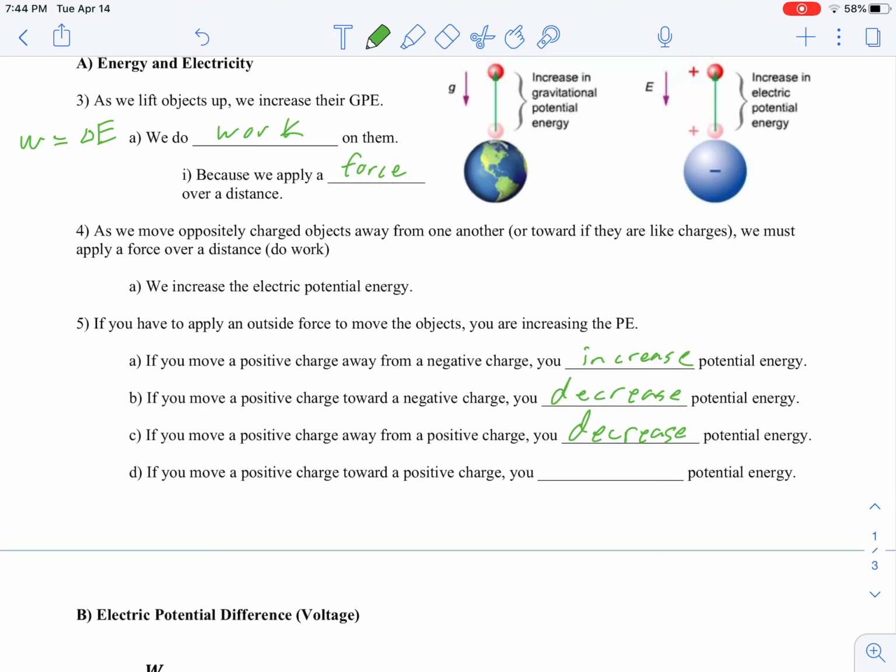If you move a positive charge toward a positive charge, well, what do positive charges want to do to positive charges? They want to move away from each other, like charges repel. Therefore, you are fighting the natural tendency, you are increasing potential energy. For C and D, you could have just replaced the word positive with negative, and they would have worked out the same way. Hint, hint for the exit ticket on the Google form.